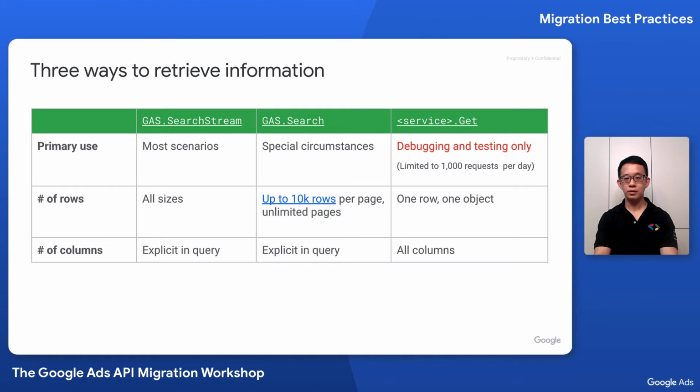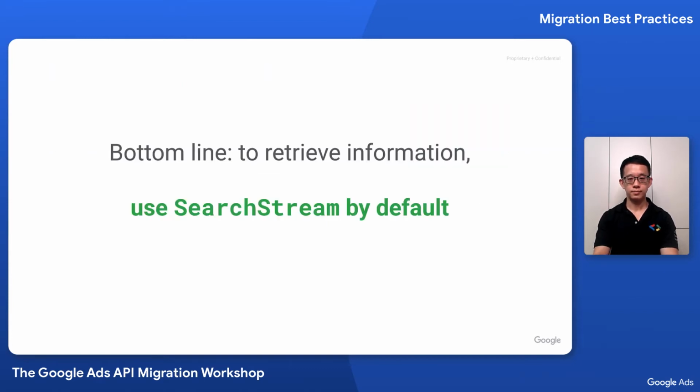We are limiting the GET method to 1,000 requests per day, and it will retrieve only one row for one object. For search stream and search, you need to specify the fields or the columns in your query explicitly, but for GET, it will just retrieve all the columns or fields. So the bottom line for data retrieval here is: to retrieve information, use search stream by default.